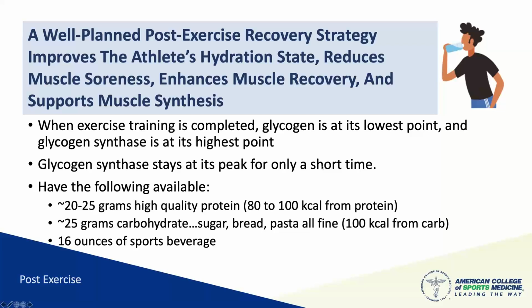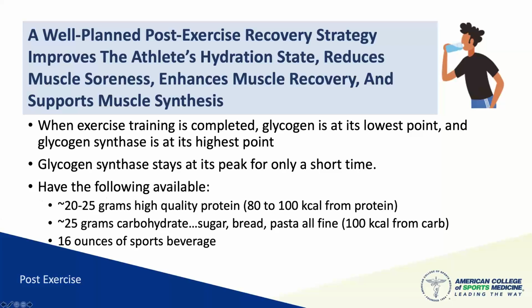When exercise training is completed, glycogen, both liver and muscle glycogen, is at its lowest point, and glycogen synthase, which is the enzyme that produces glycogen from available carbohydrate, is at its highest point. And glycogen synthase stays at its peak only for a short time. So it's very important to have some source of carbohydrate right then, right while it's at its peak, to help assure that you can get the carbohydrate consumed converted to glycogen and not fat.